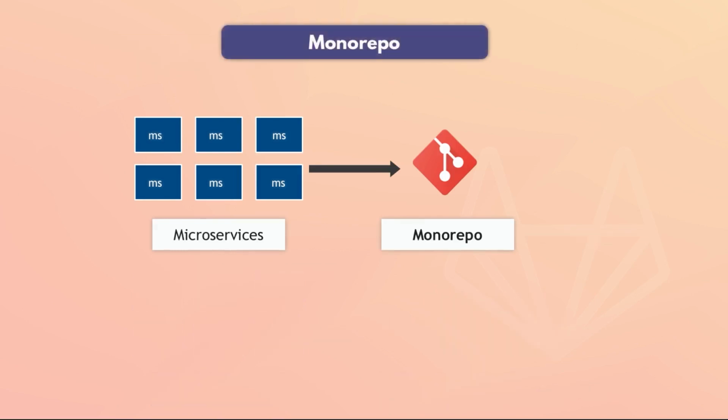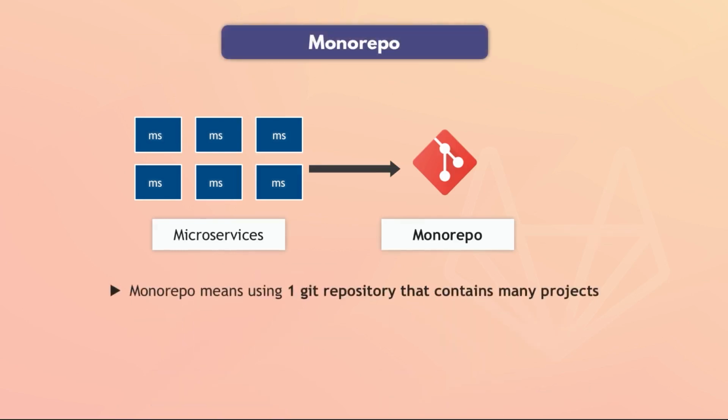So monorepo or single repository is having one GitLab repository for all the services. So just like we created a GitLab project for our demo Node.js application for the previous chapters, we would create one project for a monorepo.